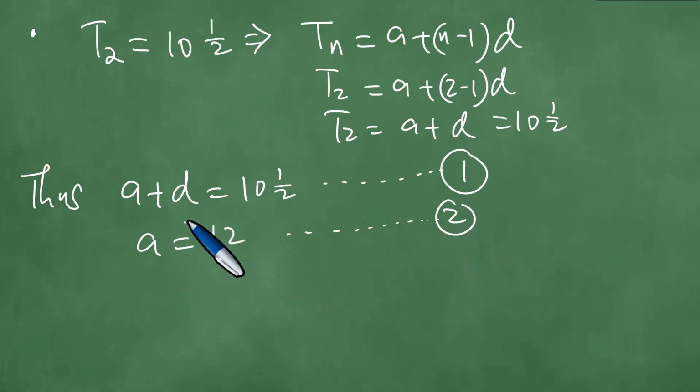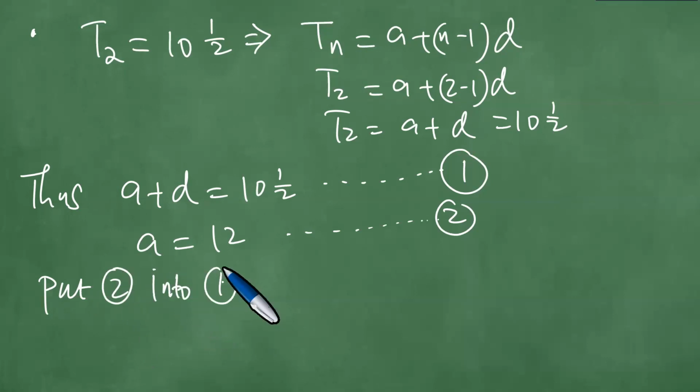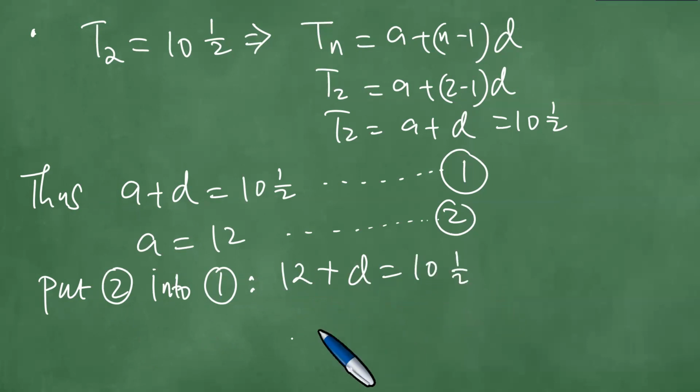I want to find D. Is it a quadratic equation? We have 2 equations. Obviously, the question is, is it quadratic? Well, it can boil down to a quadratic equation, but now something is to say put 2 into 1. So in the place of A, you put 12, plus D equals 10 and 1/2.